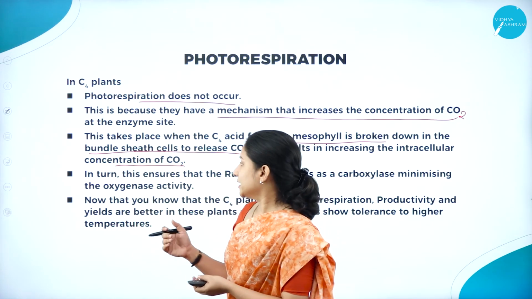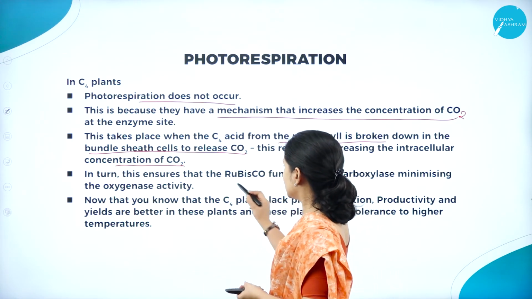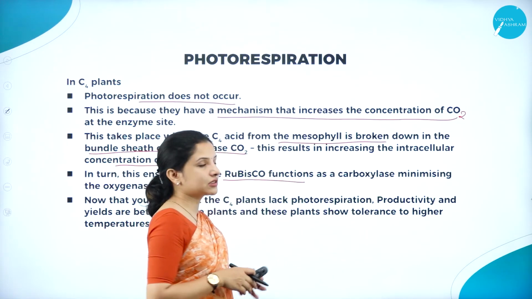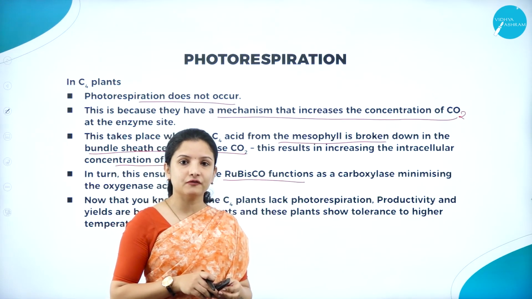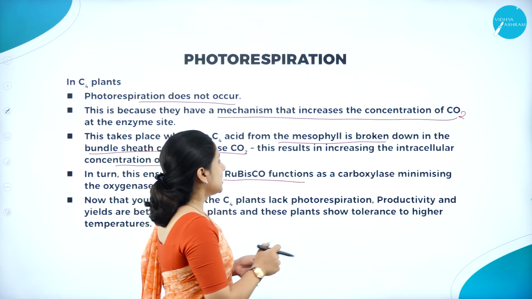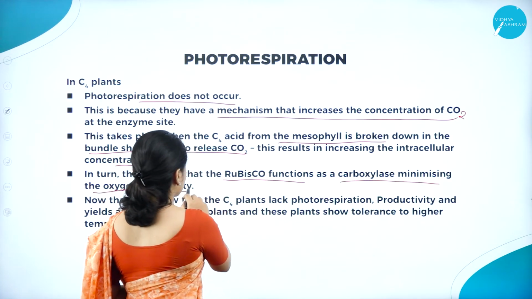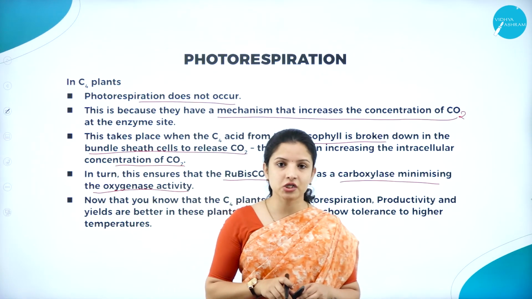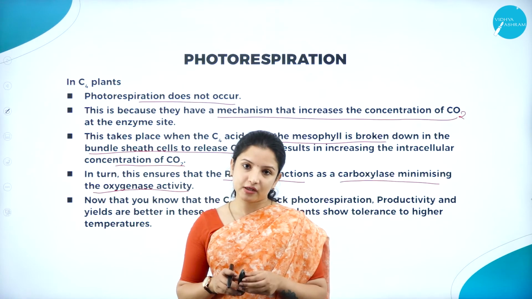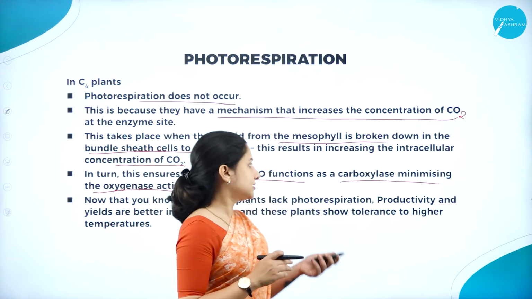And when the concentration of carbon dioxide increases, the Rubisco will start to function. Why will Rubisco start to function? Because what is the function of the Rubisco enzyme? It functions as a carboxylase, minimizing the oxygenase activity. It will start to bind with the carbon dioxide compound and enter into the C4 pathway. So that is the difference here.